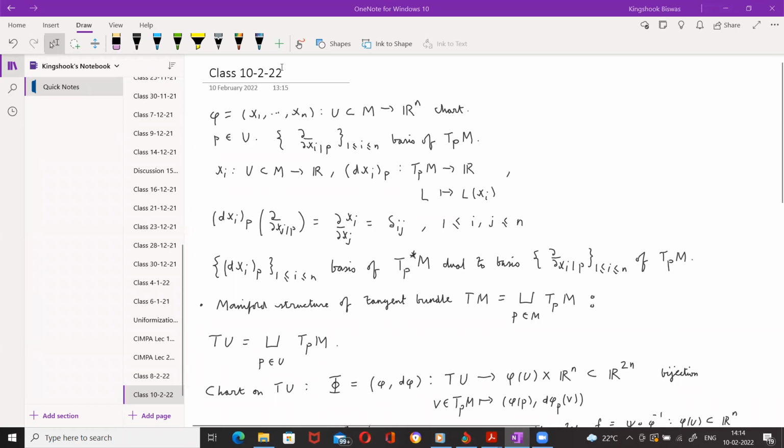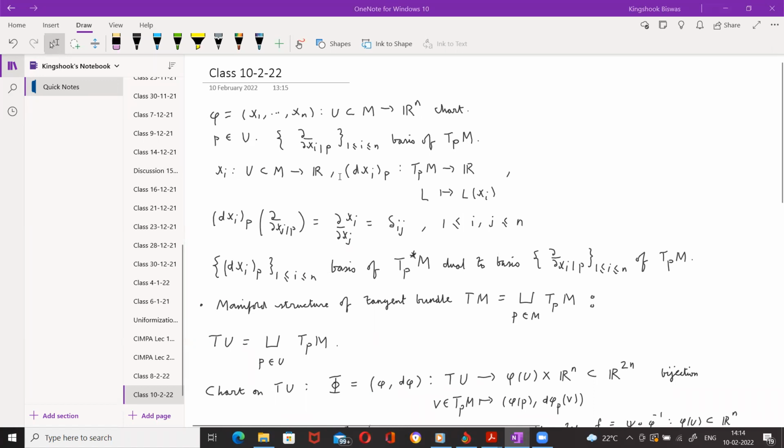Okay. So suppose we have a chart phi equal to x1 to xn on an open set U in a manifold M taking values in Rn. So then we saw if I take any point P in U, then the derivations del del xi at P form a basis of the tangent space TPM. So now if I look at the coordinate functions xi, these are real valued functions from U to R.